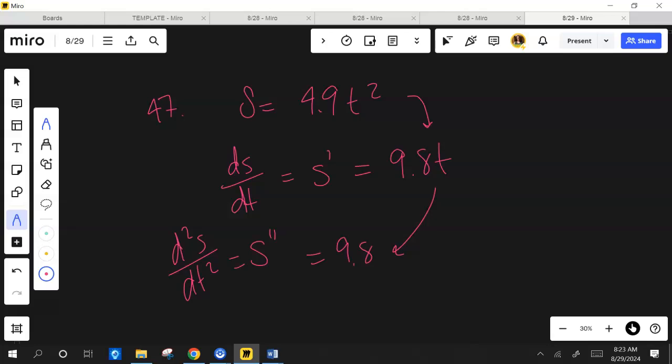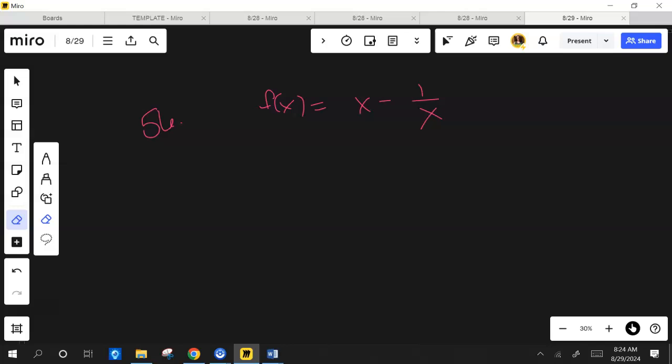Okay, what else from your homework? 58. 56. Let f of x equal. Ooh, I like this one. Find the second derivative. Second or third? Second. Oh my goodness. 100%.